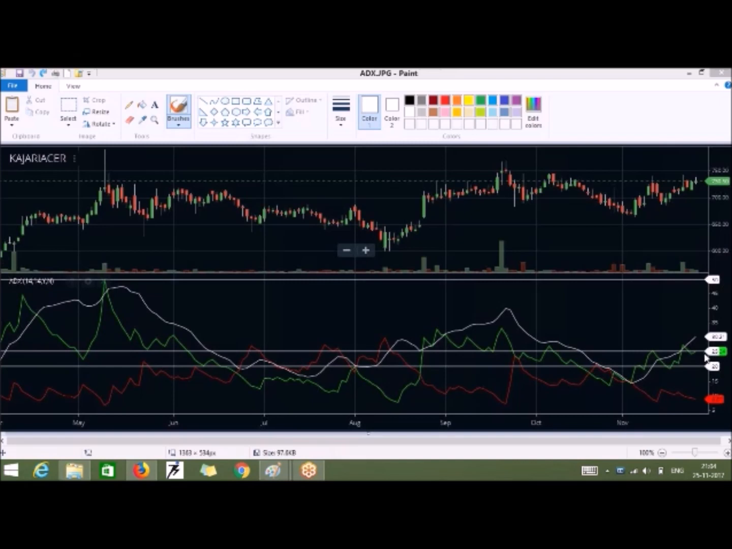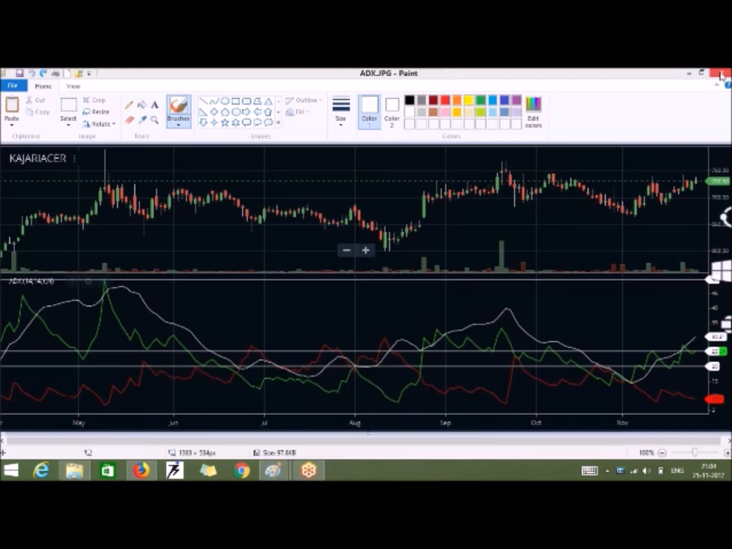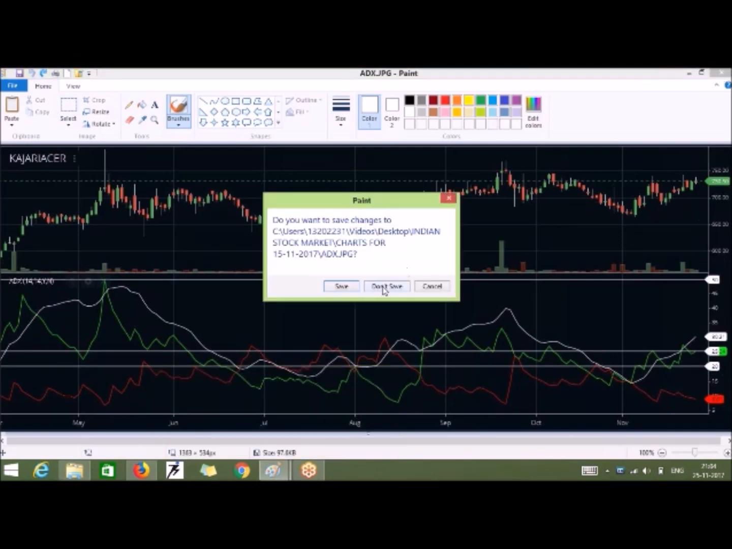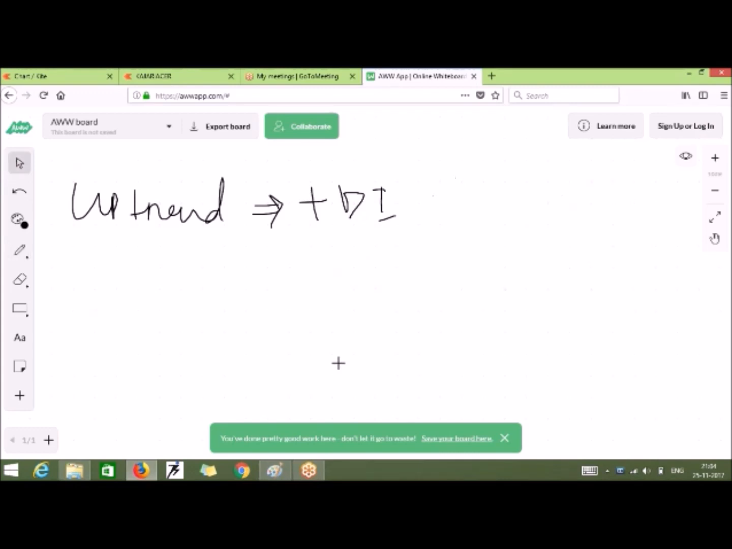So again, MACD is also a very popular indicator. As many of you might know, you might have heard about MACD. It's not that MACD which we go for eating. It's normally pronounced as MACD in the market. So coming to MACD, MACD is moving average convergence divergence.